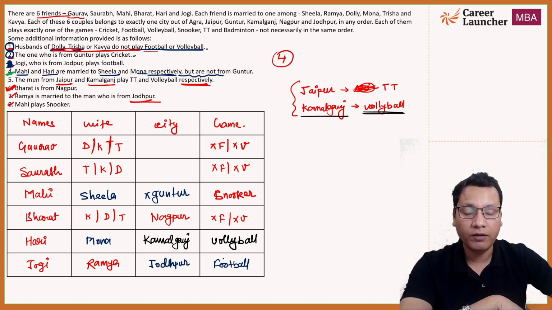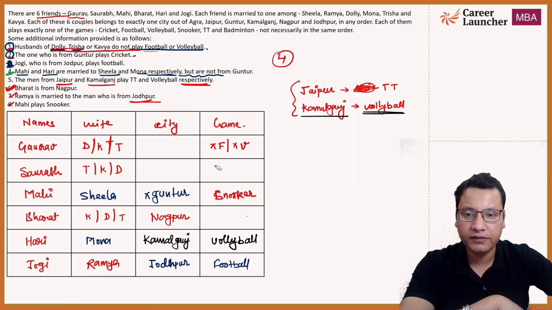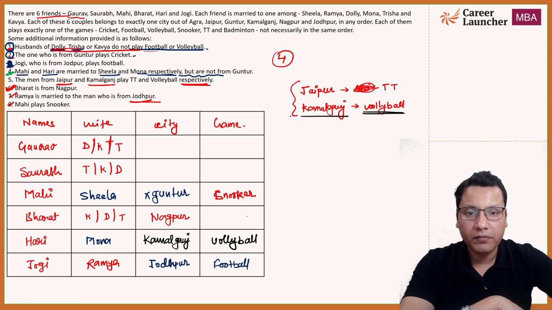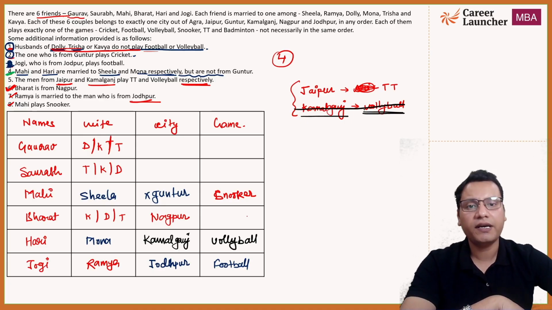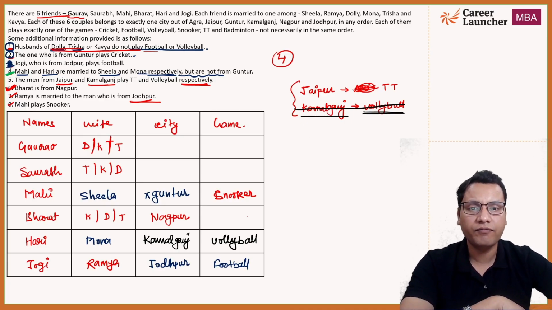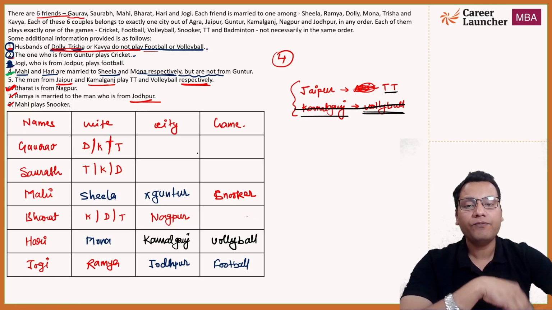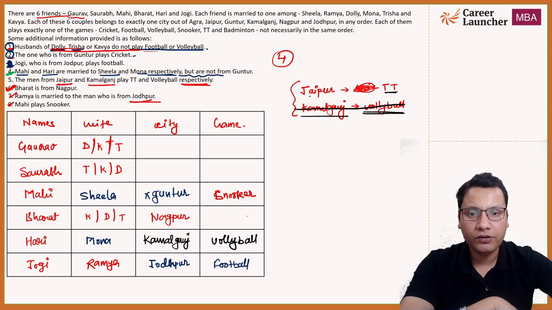Now we are done with volleyball and football, so we can erase them. Erase all three. We are done with the Kamalganj data as well, so let's remove that too. Now we are left with Jaipur. Jaipur's man will be playing TT, right? Now, if you see where we can put, we are left with two places.